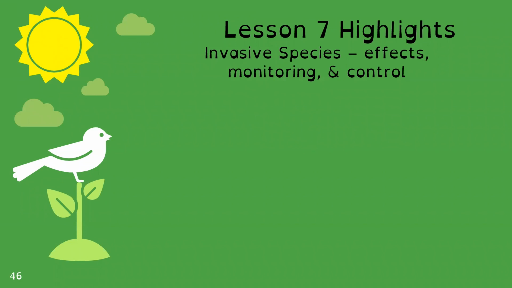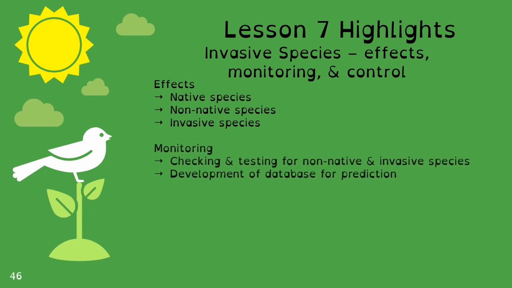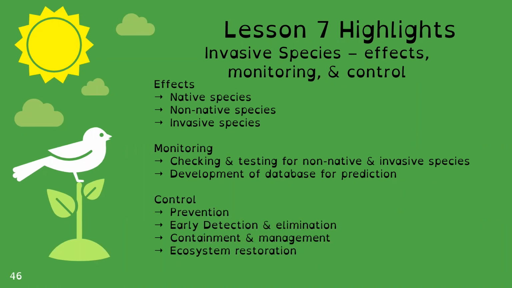And then quick, before we run out of time, lesson seven, invasive species and how we monitor and control them. So native species are species that originally thrive in an area, whereas non-native species come from somewhere else and might do all right in the area, but they don't take over, whereas invasive species come from somewhere else and they take over and make it hard or impossible for the native species to thrive and survive. So there are monitoring systems in terms of checking and testing to make sure that ecosystems are not being impacted by non-native and invasive species. And there are databases developed for prediction of the future change of these areas. And then there's control: prevention, early detection and elimination, containment and management, and then ecosystem restoration are how we control invasive species if they are something of concern.